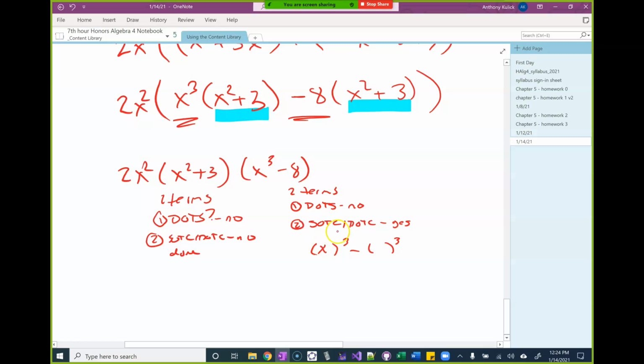Well, x cubed is just x to the third. 8 is 2 to the third. So this is a difference of two cubes, where the a is x and the b is 2. So using the difference of two cubes formula that I'll write down again right here for us so you can see what we're getting into, I'm just going to substitute the a and b into that side of the pattern. So a minus b becomes x minus 2, a squared becomes x squared, ab becomes 2x, and b squared becomes 2 squared.